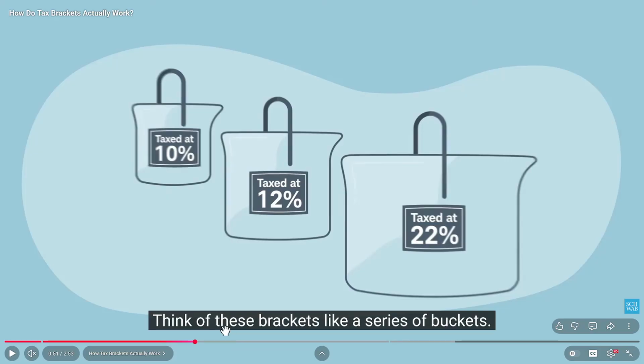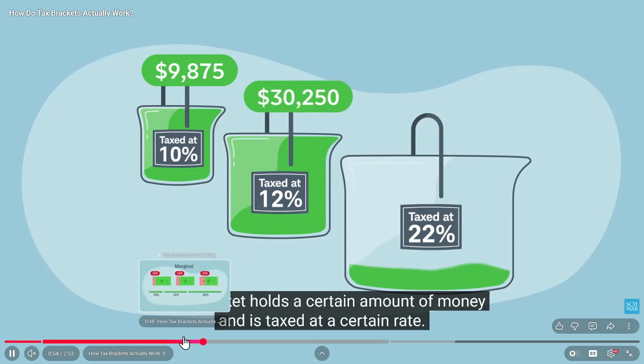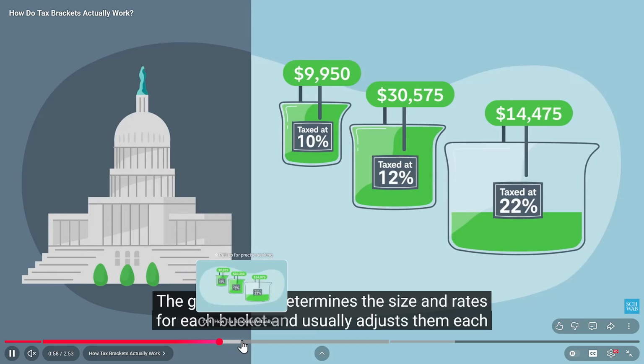how income is distributed amongst certain brackets. Like, say, let me pull up an example real quick. Let me scroll through here.